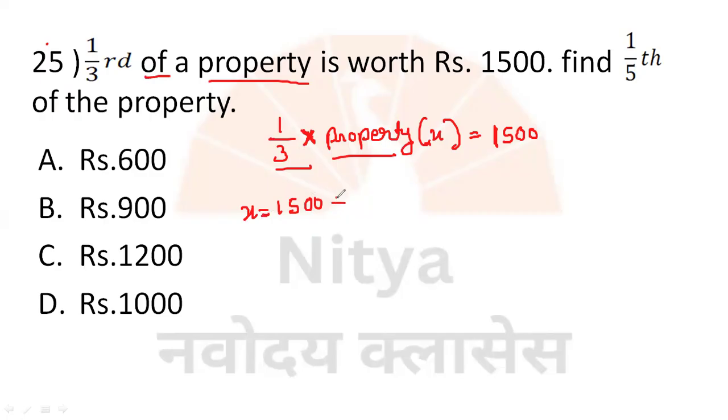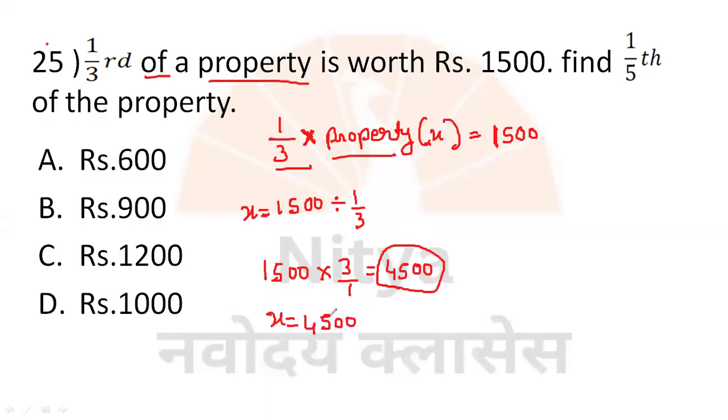so we have to divide. It means 1,500 divided by 1 by 3, so you have to take the reciprocal of the fraction, so 3 by 1. So now 15 into 3 is 45 and 00. So the property's value is 4,500. You can take the x value or the property's value as 4,500. That is the property, or x equal to 4,500. X means that is the property.